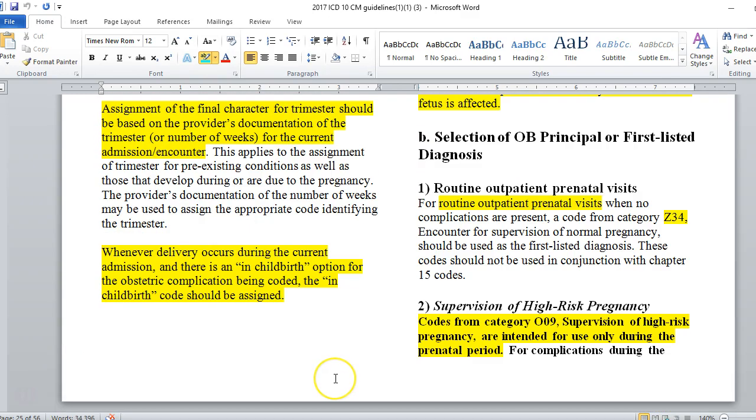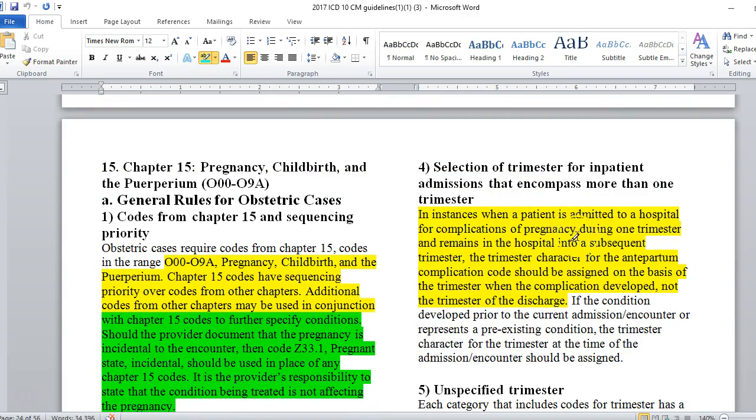Assignment of the final character for the trimester should be based on the provider's documentation of the trimester or number of weeks for the current admission or encounter. This applies to the assignment of trimester for pre-existing conditions as well as those that develop during or are due to pregnancy. The provider's documentation of the number of weeks may be used to assign the appropriate code identifying the trimester. Whenever delivery occurs during the current admission, and there is an in-childbirth option for the obstetric complication being coded, the in-childbirth code should be assigned.